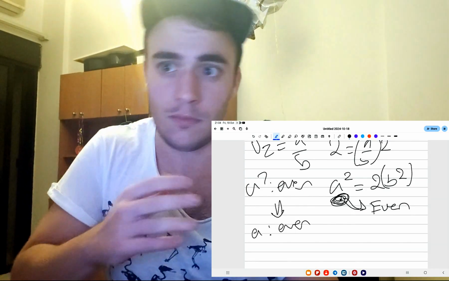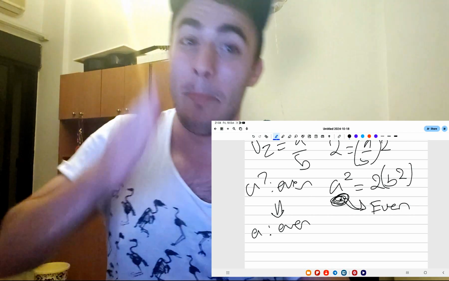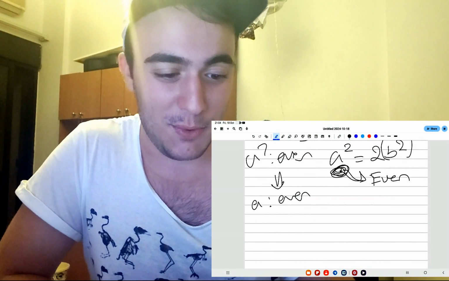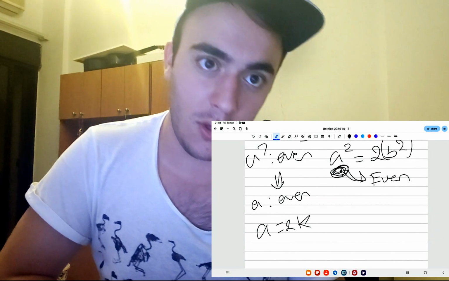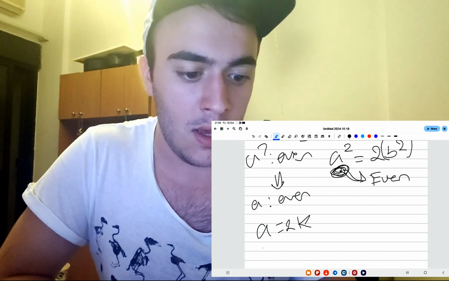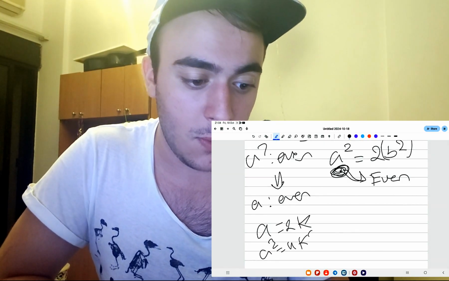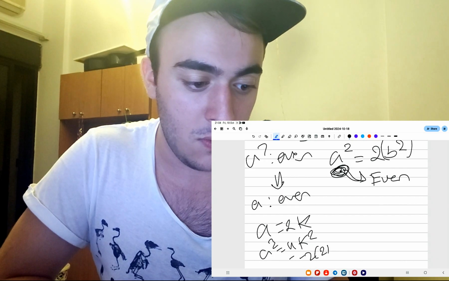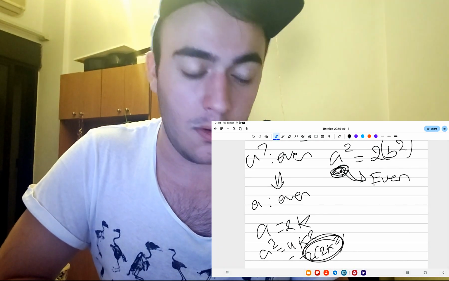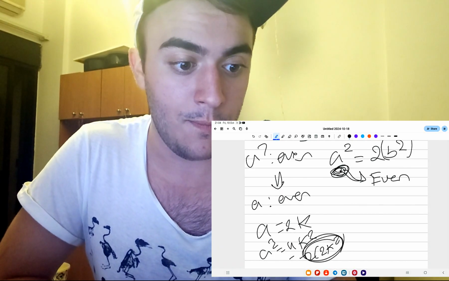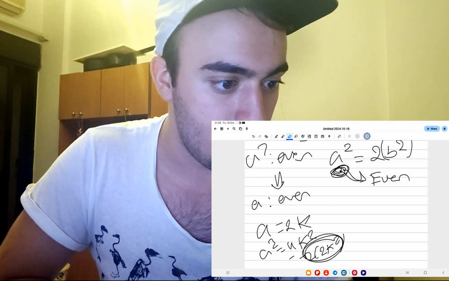This is just a thing. This is something else we could prove later on, not right now. Actually, this is a very easy proof. If a is equal to 2k, the general formula for even numbers, then a squared is equal to 4k squared, which you can think of as 2 times 2k squared, and this is the general form of an even number. So, yeah.